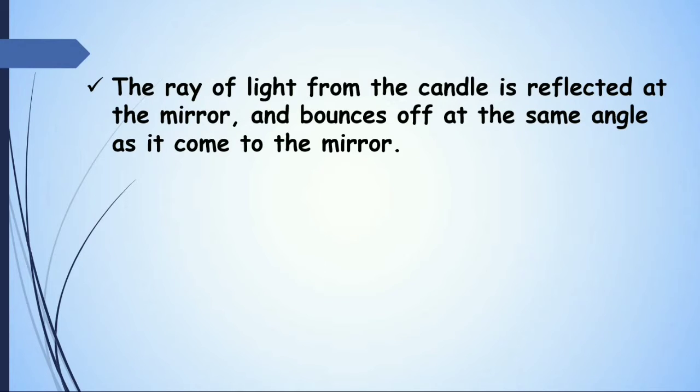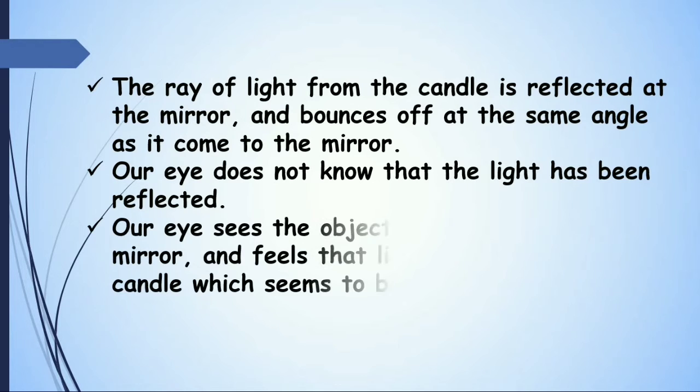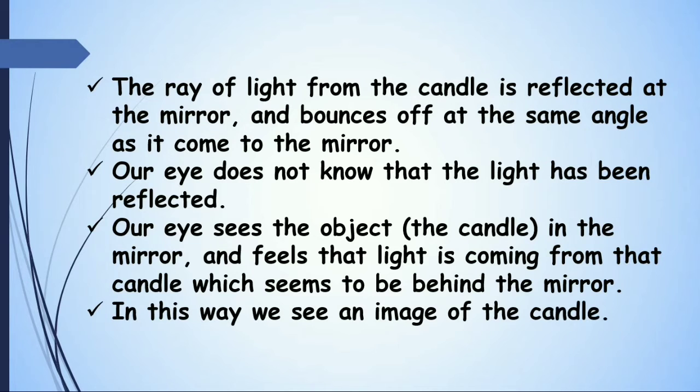Now the ray of light from the candle is reflected at the mirror and bounces off at the same angle as it comes to the mirror. Our eye does not know that the light has been reflected. Our eye sees the object in the mirror and feels that the light is coming from the candle, which seems to be behind the mirror. So in this way we see an image of the candle.